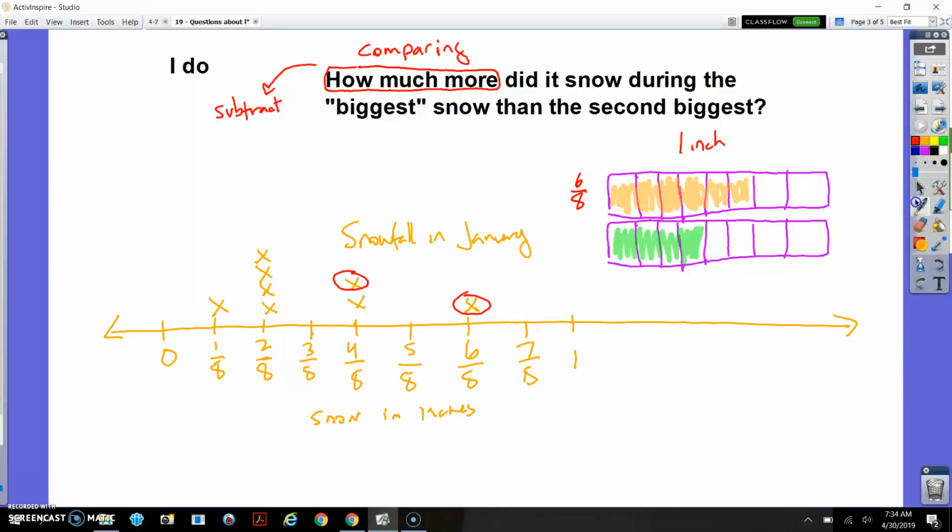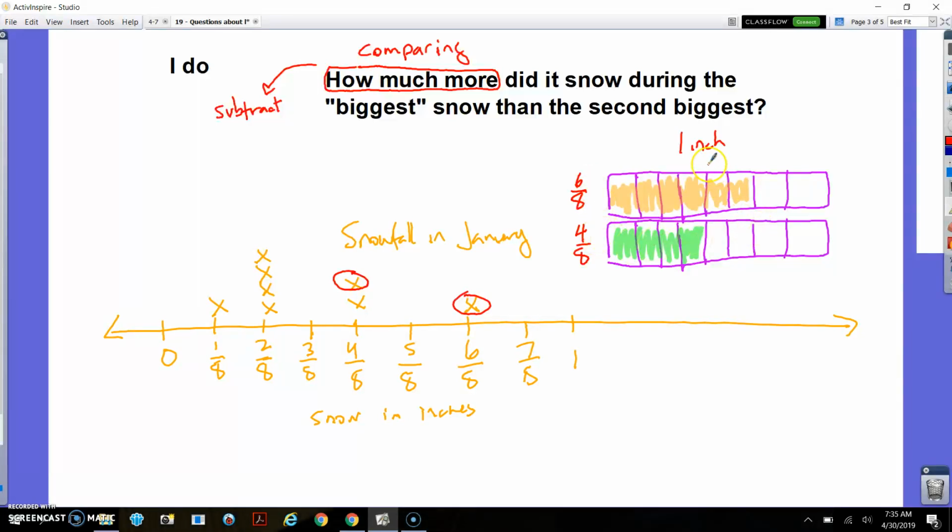And our question, if we go back to our question, it was how much more did it snow this day than this day? And it looks like the difference is these two blocks, which represent 2/8 of an inch. So it snowed 2/8 of an inch more on the biggest day than the next biggest day. 2/8 of an inch more.